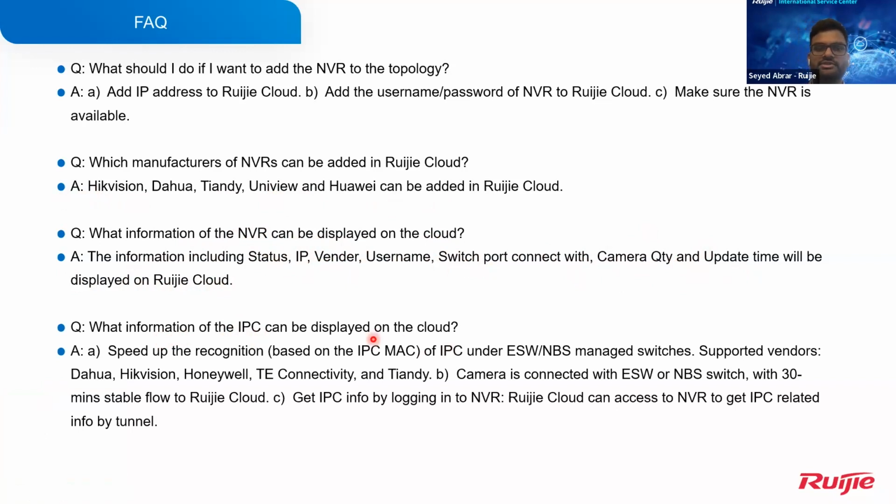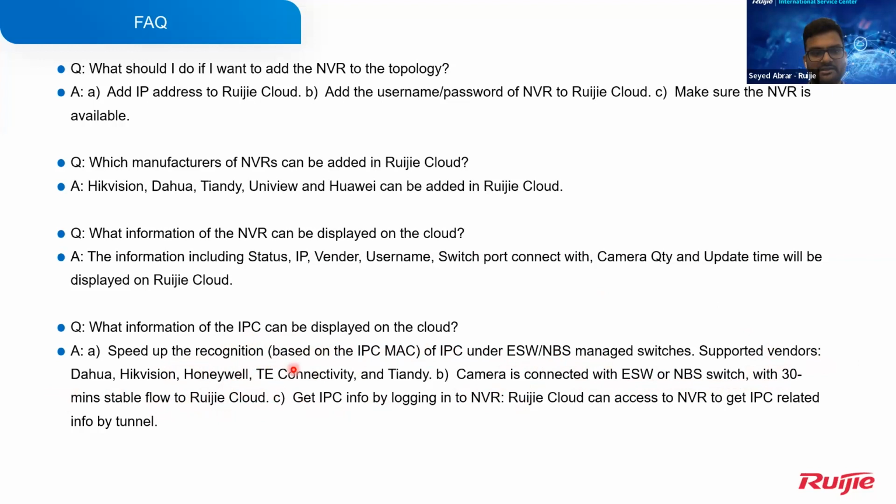So what information do you see from the IPC, the IP-based camera? You can see the speed. You can see the MAC address. I showed you how you can see the speed of the NVR, right? And then which switch is managed, whether NBS switch or ES series switch. It gives the serial number of the switch. And there are so many vendors we support for the IPC because it's based on the traffic of the switch ports. Because our camera will be detected automatically with the ES series switches or NBS series switches, with a minimum 20 to 30 meter of stable flow of the traffic to our Reyee cloud.